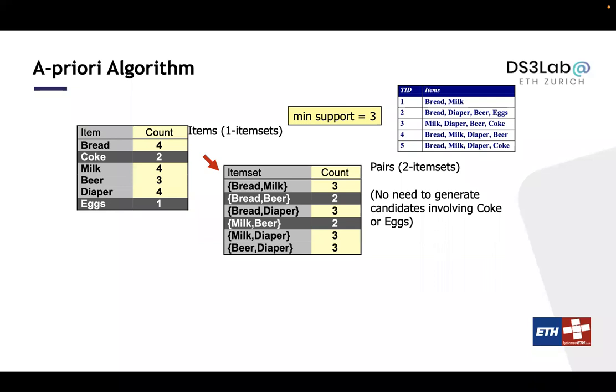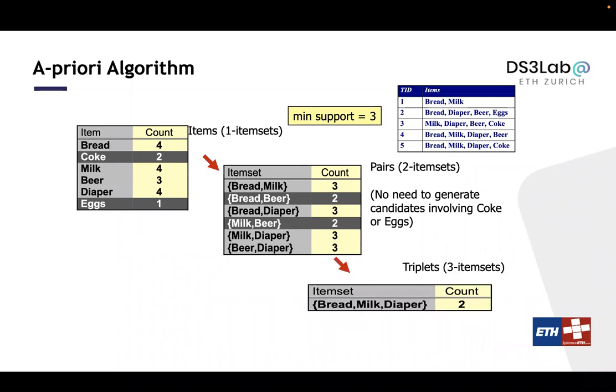And then for each one of them, you are going to compute how frequently they appear, right? In this case, you say the two-item set bread and beer is not frequent, milk and beer is not frequent, so you get rid of those. And then you start to generate all the triples, all the three-item sets, okay? So in this case, there's actually only one candidate, right?